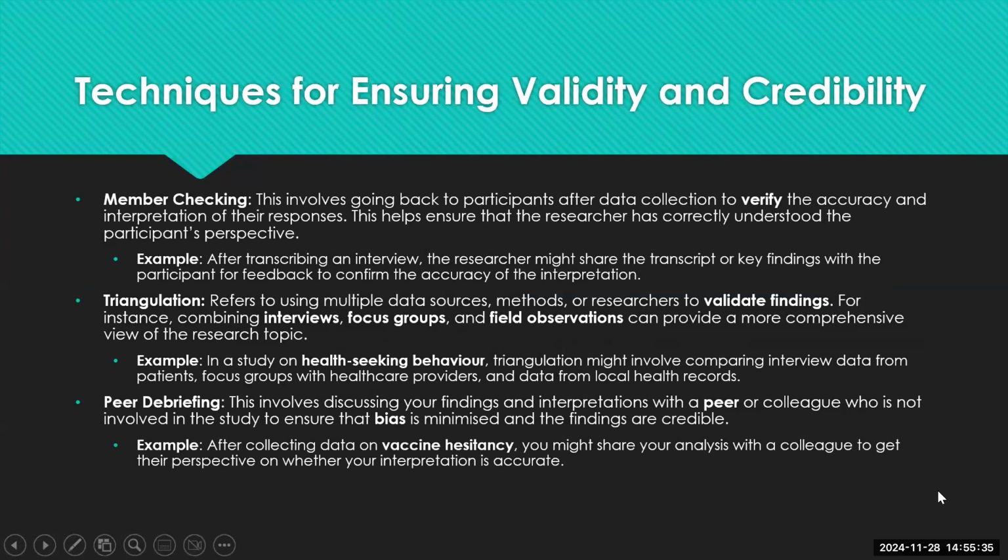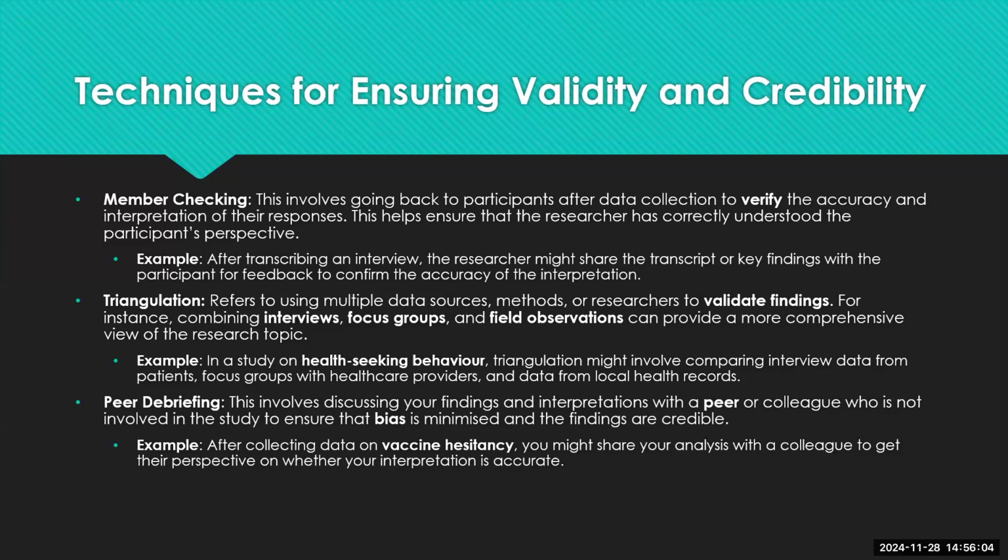Right. So the techniques for ensuring validity and credibility involve member checking. This involves going back to the participants after data collection to verify the accuracy and interpretation of their responses. This is a process which usually takes place when you have transcribed the data into words, and you want to make sure that whatever has been transcribed is exactly as the participant meant.